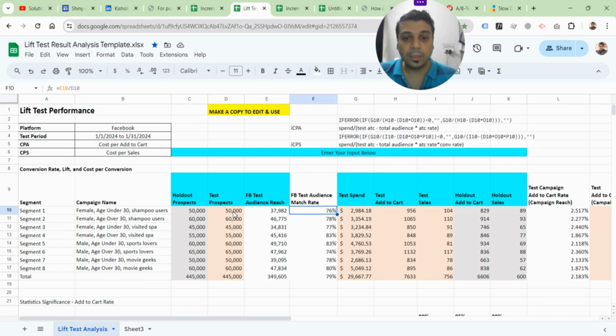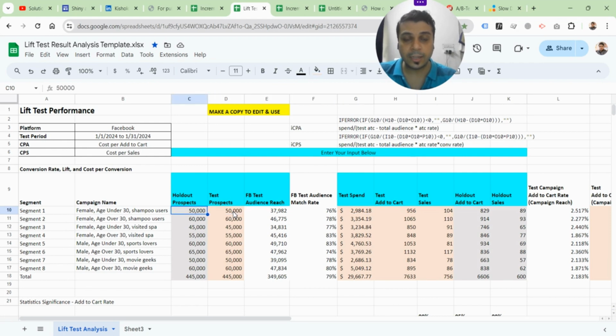And then the test audience match rate is simply that proportion of people we actually reached out of the total theoretical test prospects number. And then we have the test spend. This is manually inputted. These values are all manually inputted. And similarly, how many tests add to cart for this particular campaign when you are actually having that test campaign.